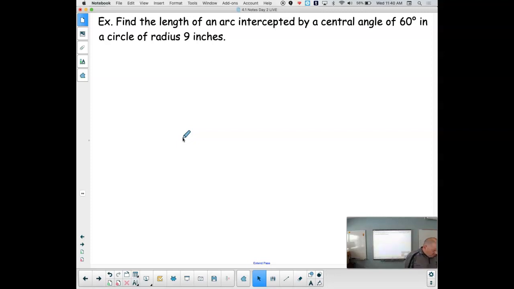Figure me out what the arc length intercepted by that one is.